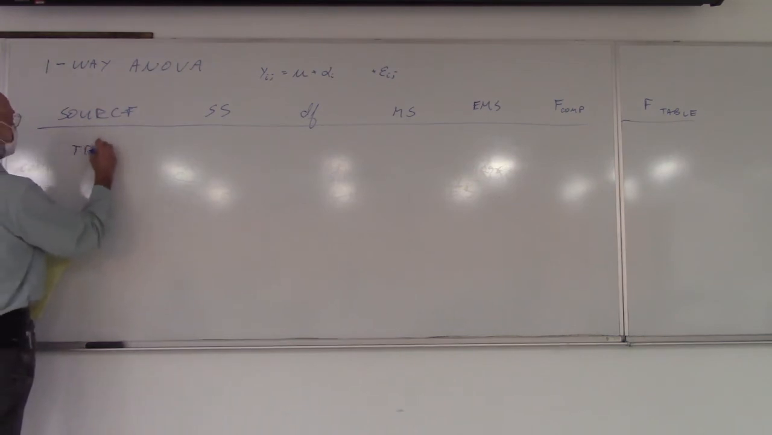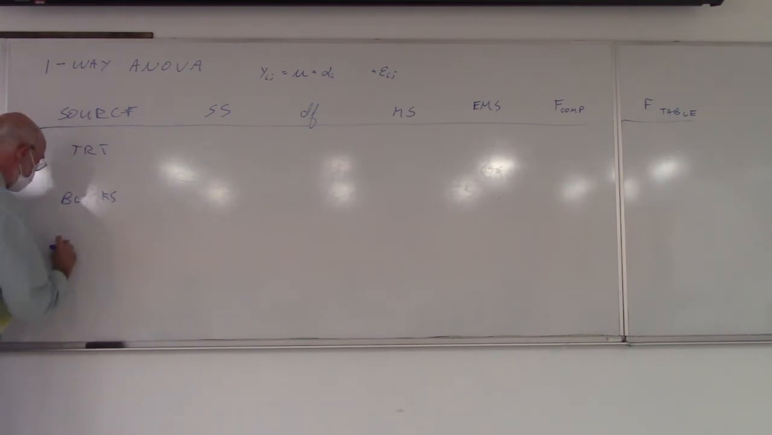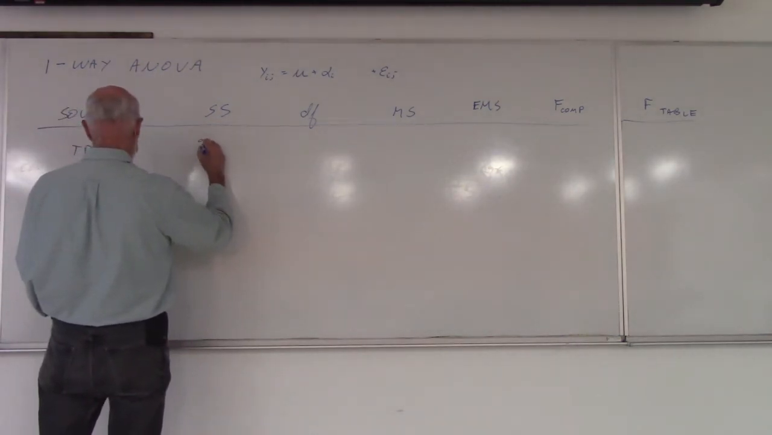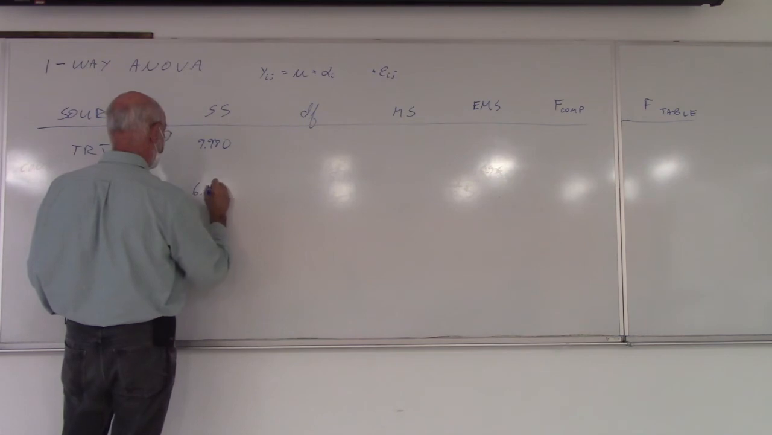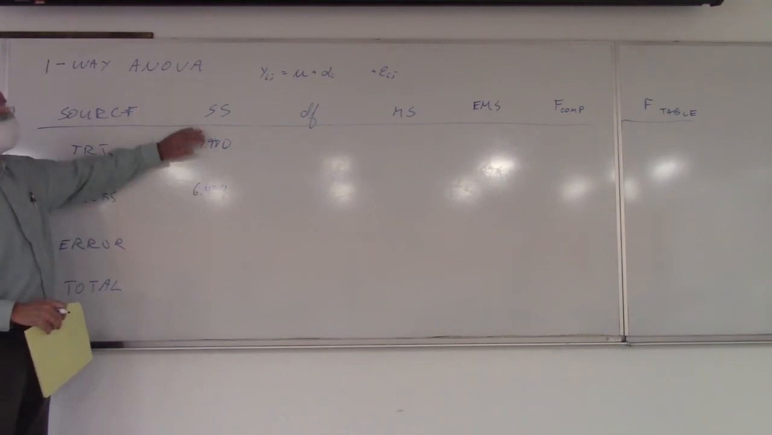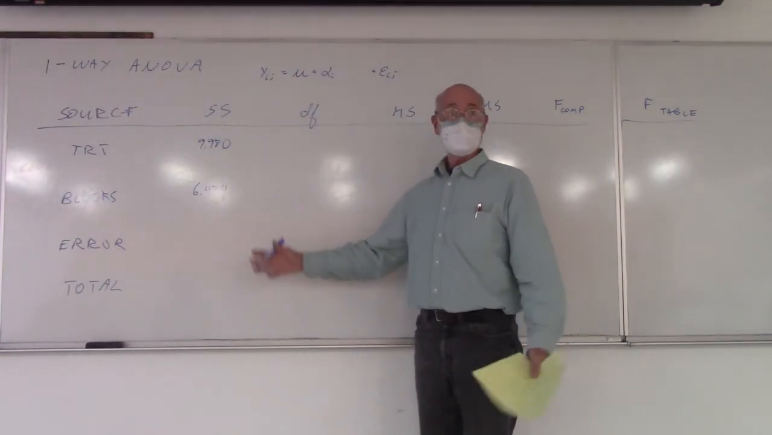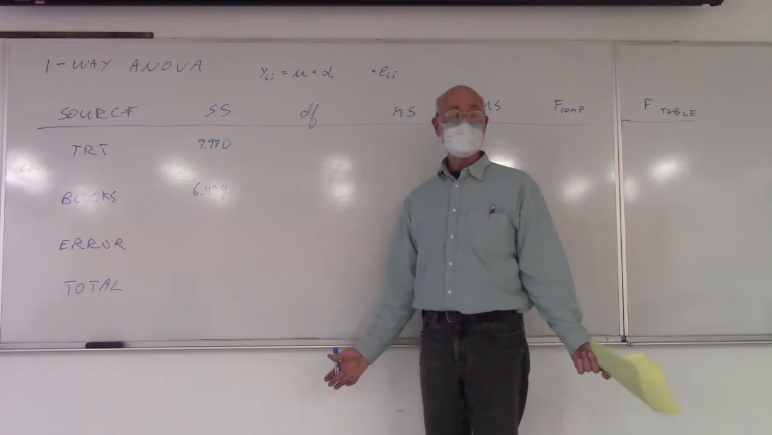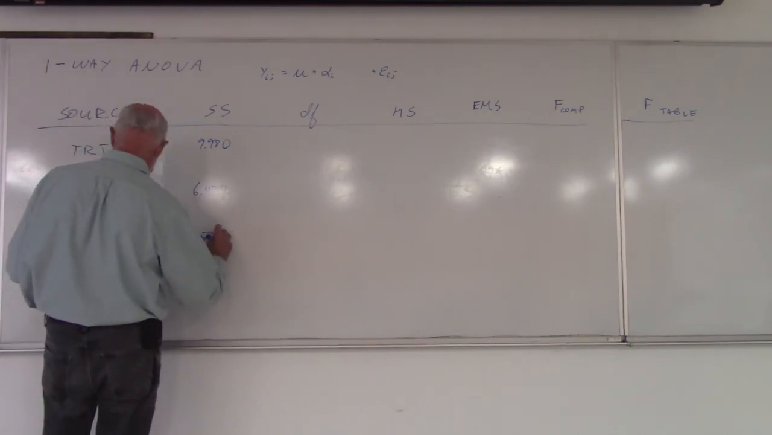So we have treatment, blocks, error, and total. Okay, so sum of squares is 9.980. Blocks 6.434. We've already done this, right? I've already shown you what the equation is. Remember when I drew out the model and did the estimates for each, all we have to do is add up across all i's and j's and square, right? So that's no big deal. Here we have 1.523, and the total is 17.93.